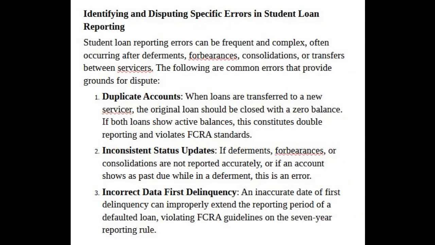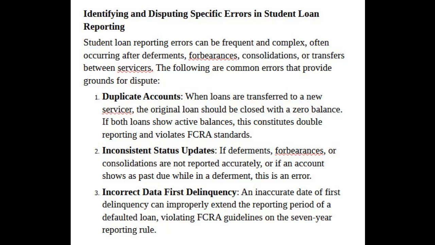Identifying and disputing specific errors in student loan reporting. Student loan reporting errors can be frequent and complex, often occurring after deferments, forbearances, consolidations, or transfers between servicers. The following are common errors that provide grounds for dispute. 1. Duplicate accounts. When loans are transferred to a new servicer, the original loan should be closed with a zero balance. If both loans show active balances, this constitutes double reporting and violates FCRA standards.